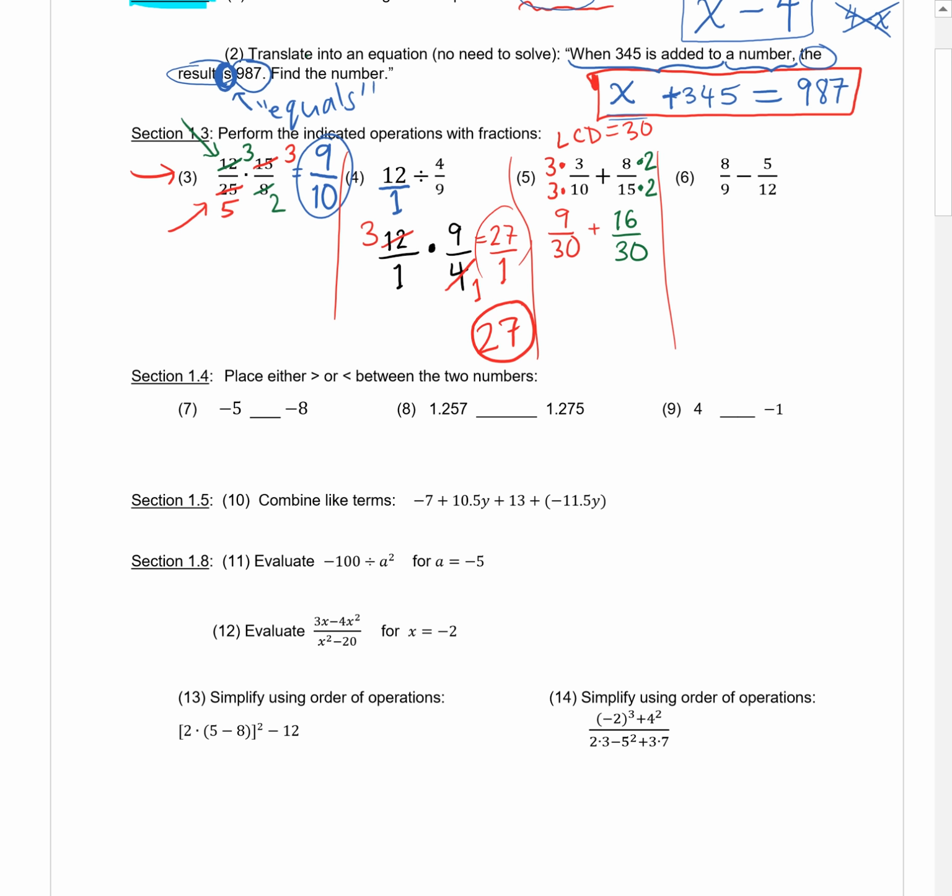And now all I have to do is add their numerators. And then, of course, if this fraction reduces, I'll try to reduce it. Okay, we have 9 plus 16, that's 25, over their common denominator of 30. But you notice that that fraction reduces by 5. And if I reduce both of those by 5, I end up with 5/6. That would be your answer for number 5 there. So far, so good.